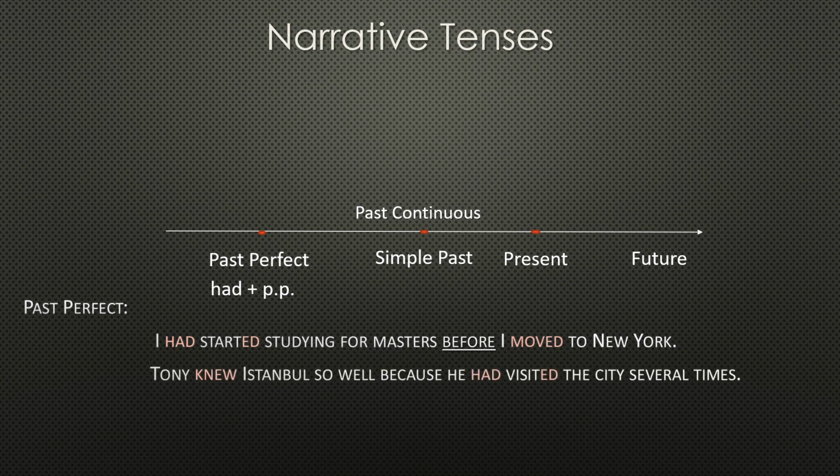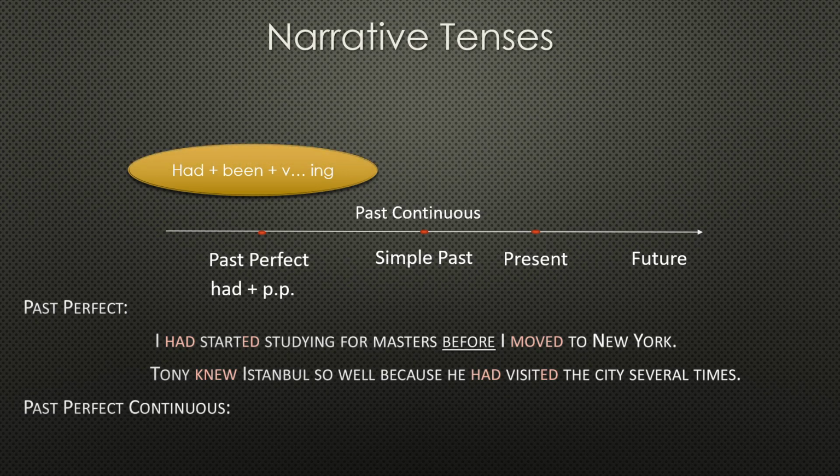Tony knew Istanbul so well because he had visited the city several times. Before, several times, he had visited the city. And that's why Tony knew Istanbul so well. And it has a continuous format too: had plus been plus verb ing.